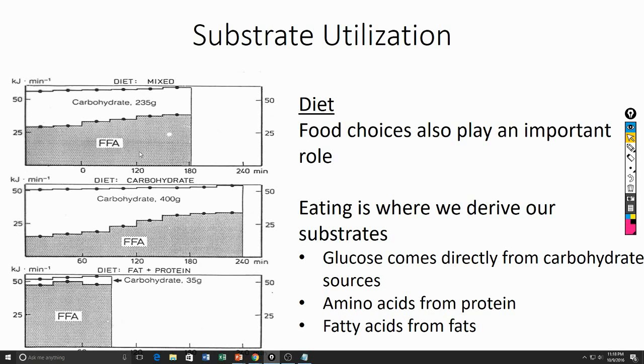So they had people, they put them in 3 different groups. Okay, the first group is a mixed diet. So this is just a typical diet: fats and carbs and protein and all that kind of stuff. Okay, and then they had a carbohydrate diet, which was very, very heavy in carbs. Okay, and then here we have fat and protein, so very little carbohydrate.